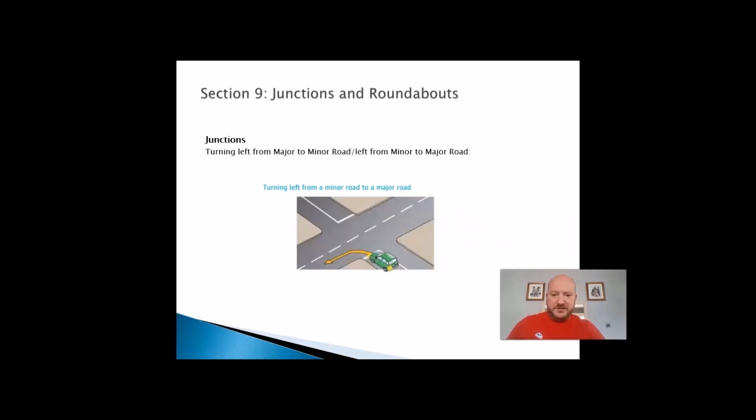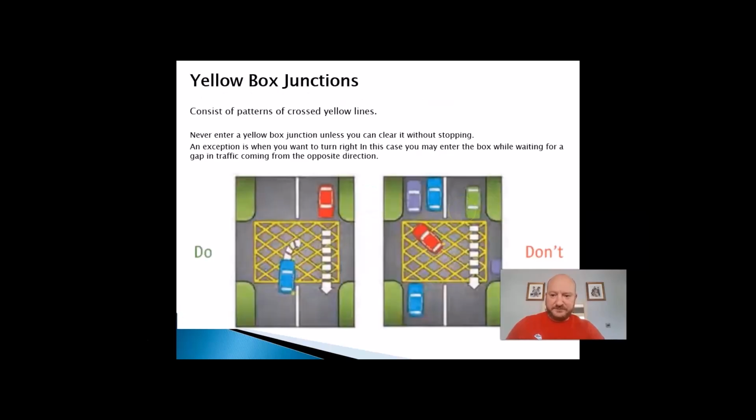Turning left from major to minor roads. Turning left from a major to a minor road is pretty straightforward. You stay in your lane. Now, box junctions. This is a very, very common question on the test day. They'll say, when can you stop in a box junction, or what rules pertain to a box junction? You're never asked, when can you go into a box junction?